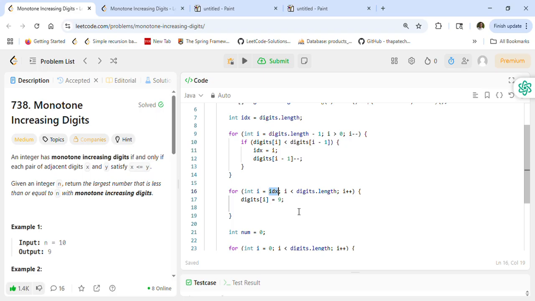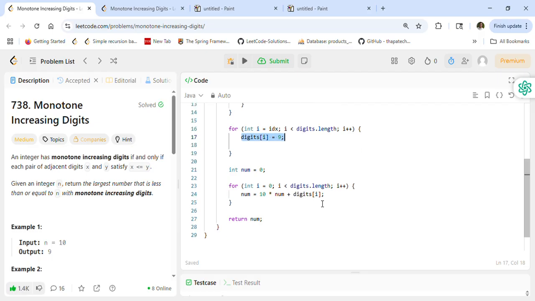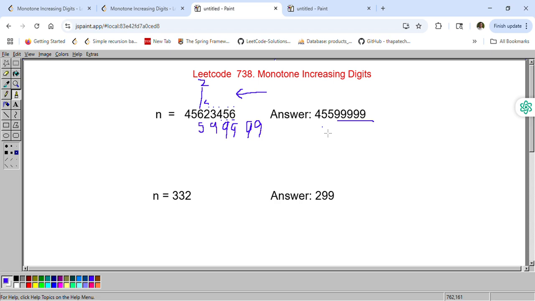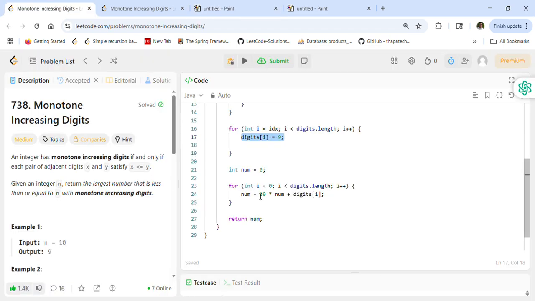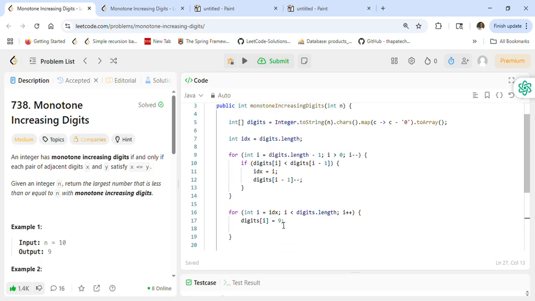So for i equal to idx, i less than digits.length, i plus plus, put 9 for all those digits. And after that, now I have my answer in the form of an array. I want to convert that array into an actual number. So for i equal to 0, i less than digits.length, i plus plus, 10 multiplied by num plus digits of i, and num is 0 in the beginning. So we are converting the answer from the array of digits to an actual number, correct, and just return that number here, and this should solve the problem. So this is it basically.